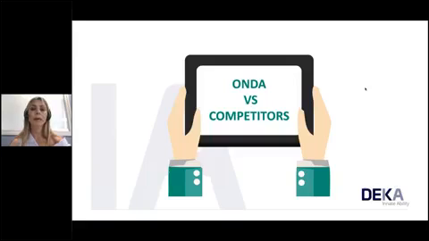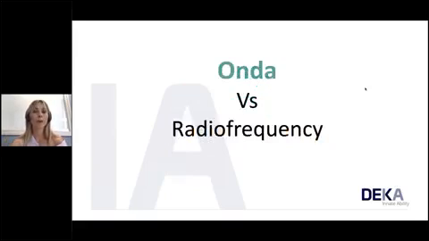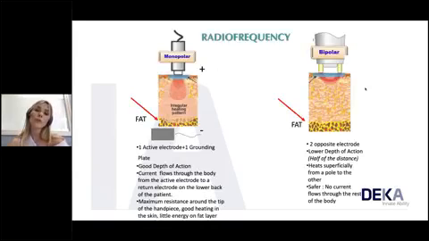But let's see the difference with other systems you are maybe familiar with. First, radiofrequency. The radiofrequency you find on the market can be divided into monopolar and bipolar. The monopolar has a good depth action, but the problem is that the current flows through the body from the active electrode to a return electrode on the lower back of our patient. So it's a procedure that will improve the skin tightening, but at the same time, it's not particularly safe.